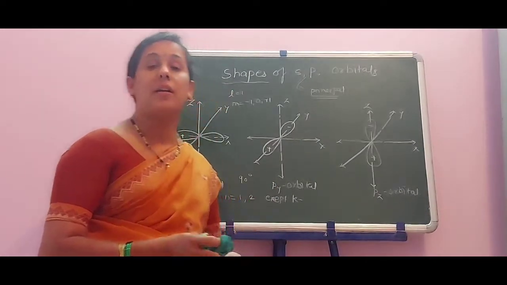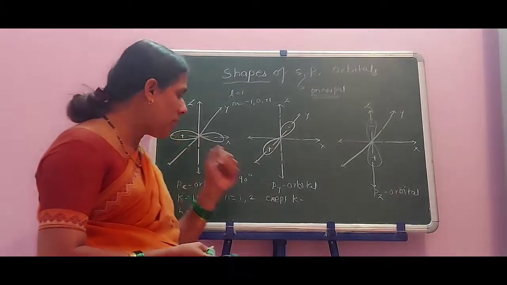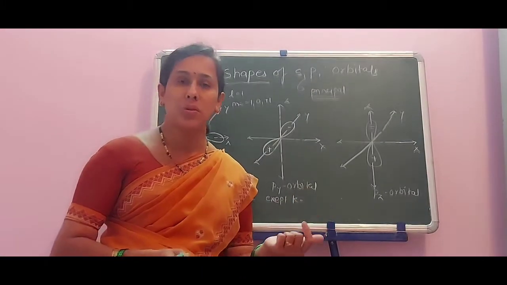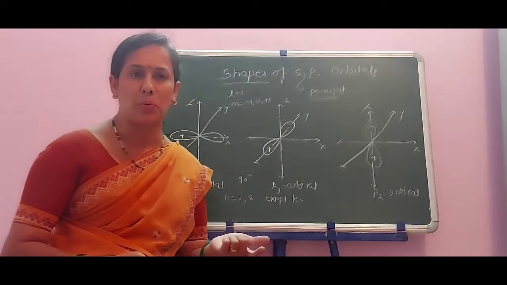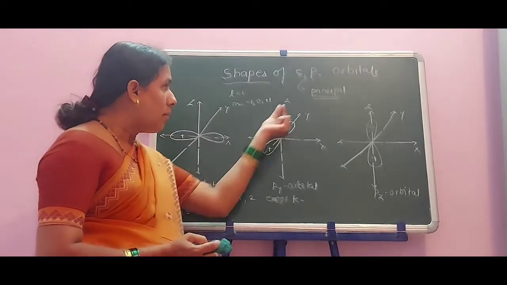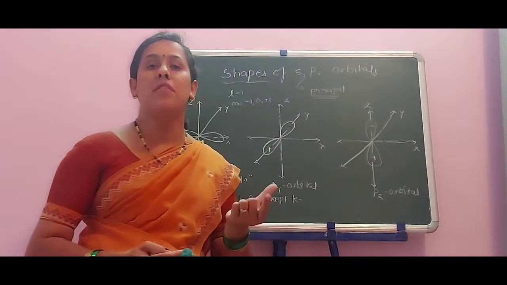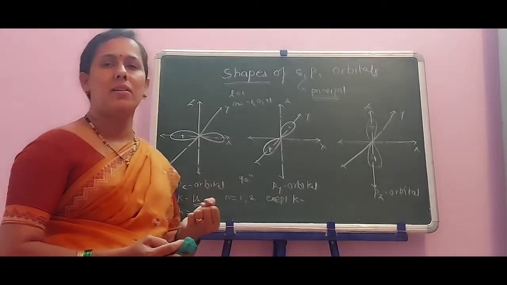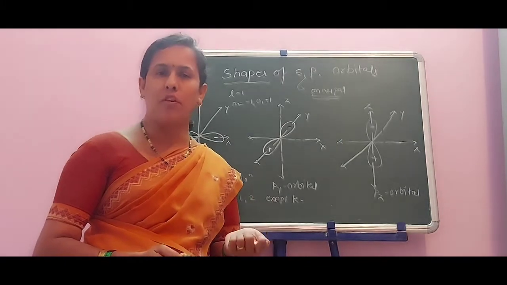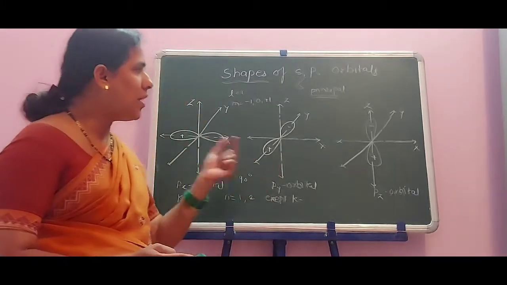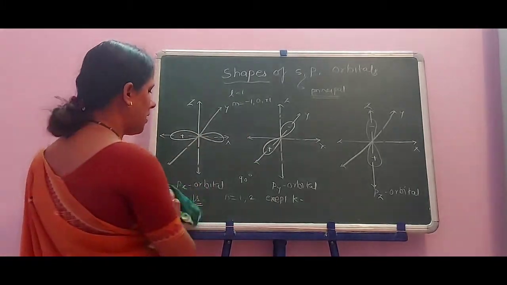Now we come to the d orbitals. Spectroscopic studies show that there are a total of 5 d orbitals, and the letter d means diffuse. In d orbitals there are only 2 types of shapes. However, the total number of orbitals is equal to 5. How they are 5, we are going to see here.